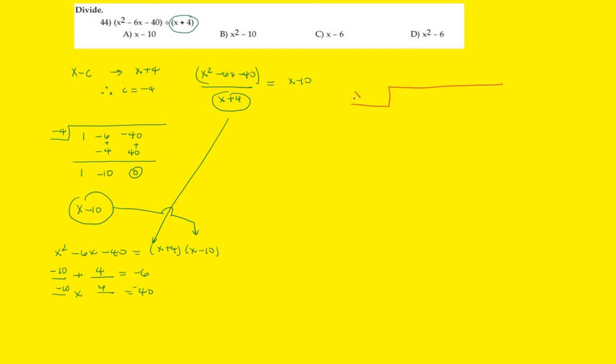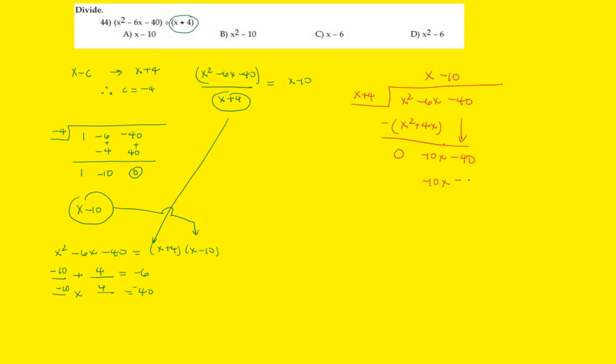You put here x plus 4, and here you put x squared minus 6x minus 40. Okay, x and x, let's go with x. X times x is x squared. X times 4 is 4x. That'll be plus 4x. Then you subtract, and x squared minus x squared is going to be 0. -6 minus 4 is going to be -10x. And you drop the -40. Then -10x divided by x is going to be -10. -10 times x is -10x. -10 times 4 is going to be -40.